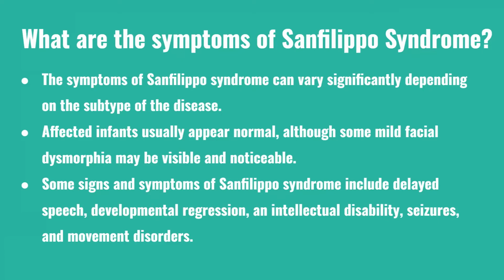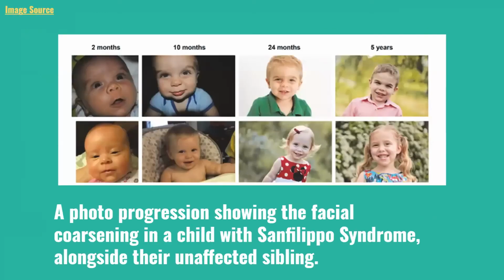Some signs and symptoms of Sanfilippo syndrome include delayed speech, developmental regression, an intellectual disability, seizures, and movement disorders. Over time, children might also develop arthritis, hearing loss, and a visual impairment. This is a photo progression showing the facial coarsening in a child with Sanfilippo syndrome alongside their unaffected sibling.